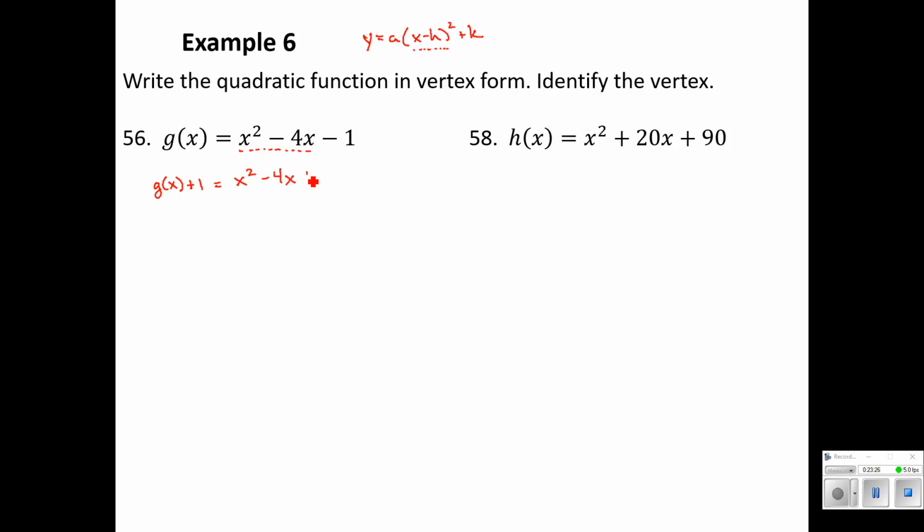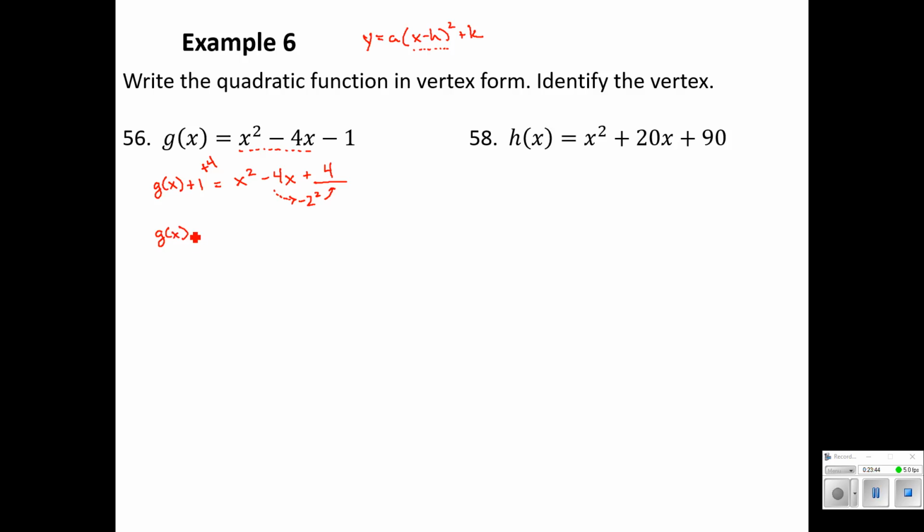And now we get to the point where we have this trinomial that needs to become a perfect square trinomial. So we got our b term of negative 4. We divide that by 2 and square it. So we add 4. Whatever we do to one side, we have to do to the other side as well.